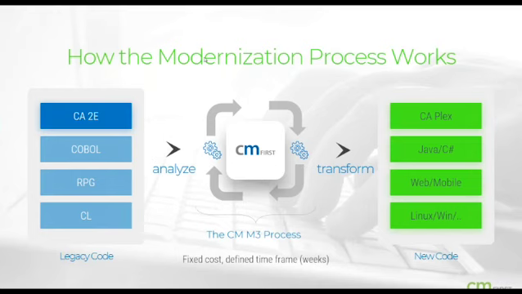So the M3 process, this is a presentation on its own, but just as a high level overview, we take the existing 2E model, so it doesn't matter if it's COBOL or RPG generating. We analyze that, and we take that as an XML file, analyze it, and then transform it. And this is an iterative process. We've run through this several times. It's largely automatic, though there is some manual refactoring that the CM First team will perform.